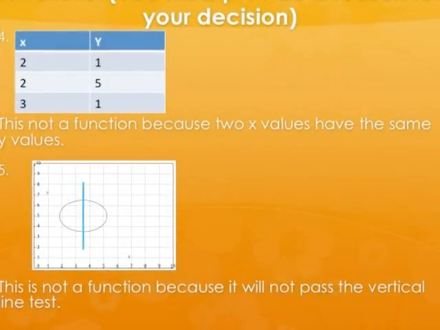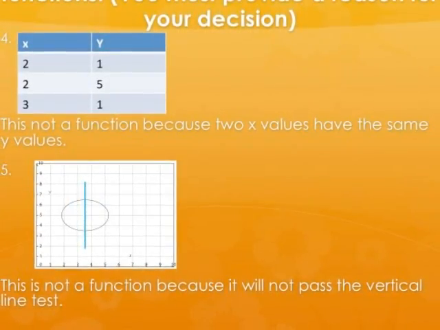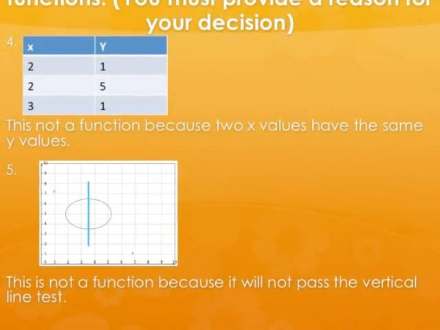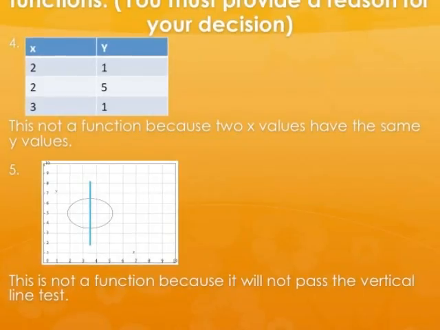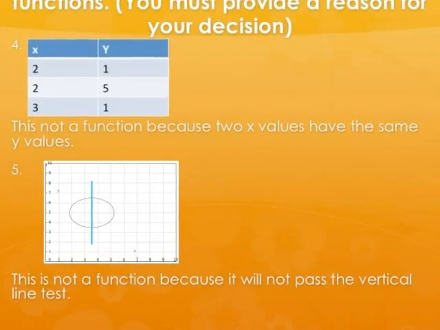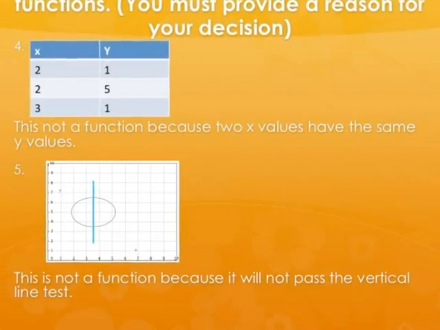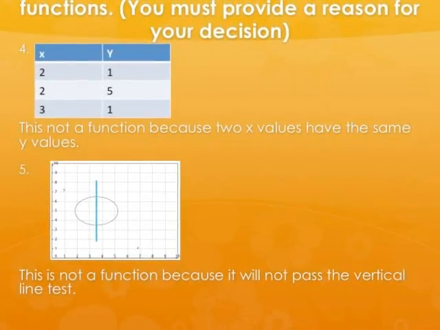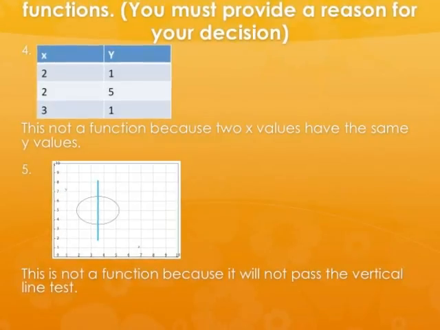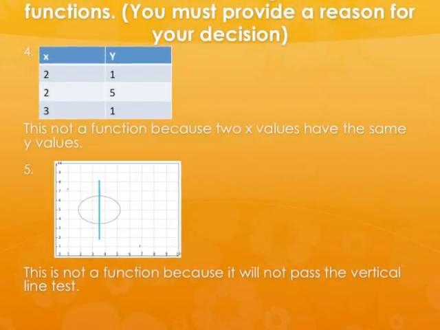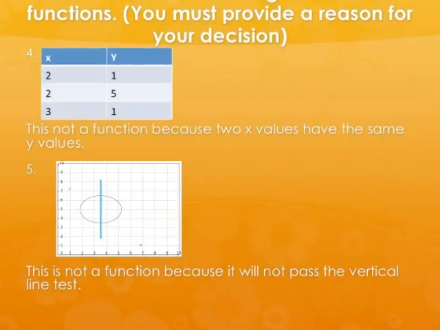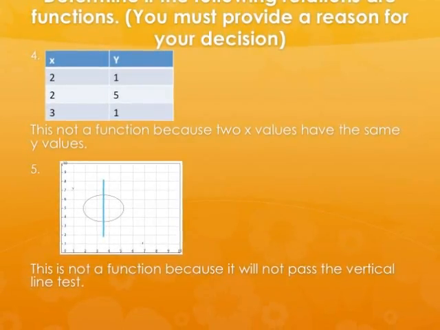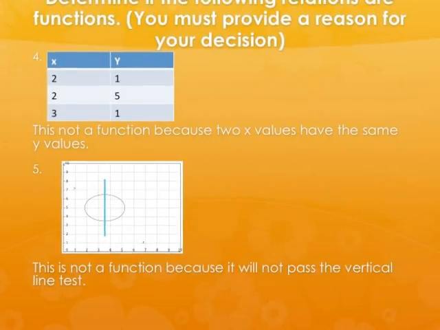Here we want to determine if the following relations are functions and provide a reason why. So for number 4, we have (2, 1), (2, 5), and (3, 1). Once again, we know that in order for this to be a function, every x must have one y value, and in this case 2 and 3 has the same y value, which makes it not a function.